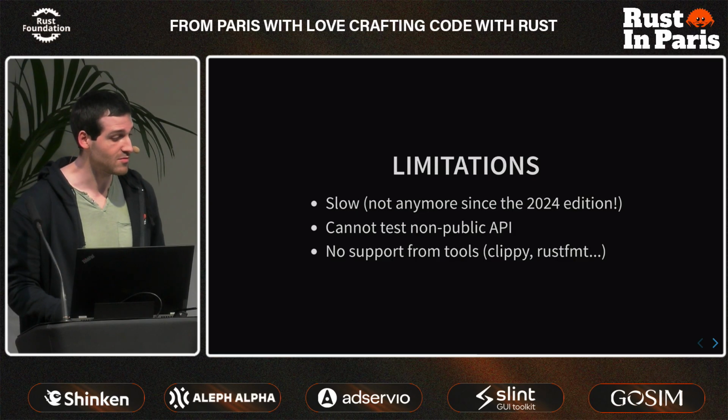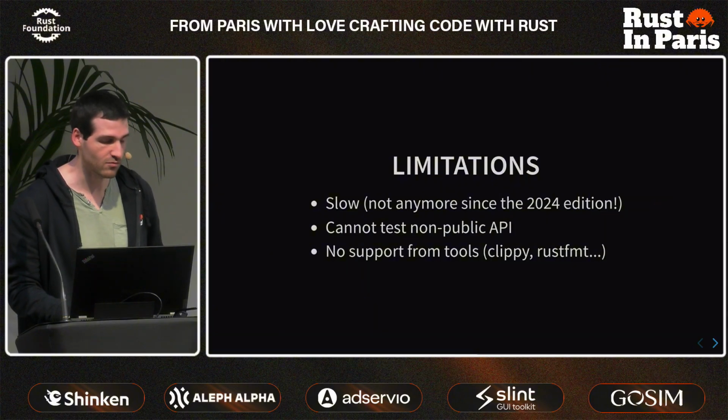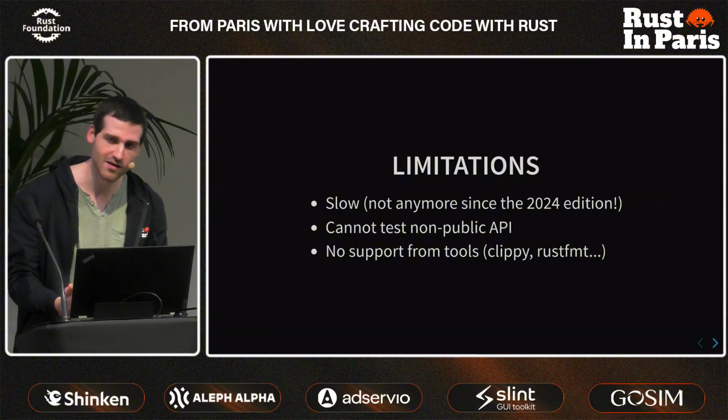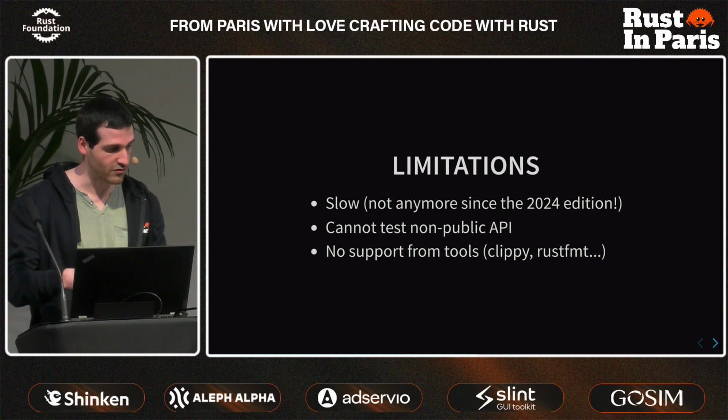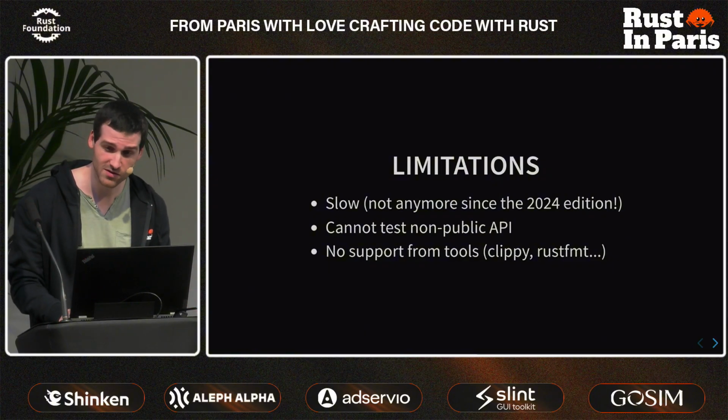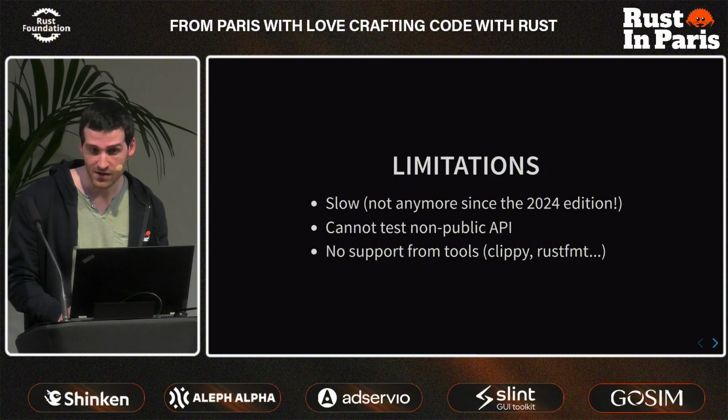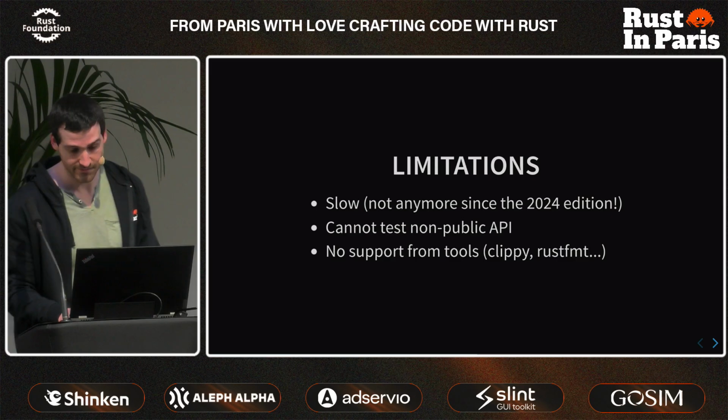You cannot test a non-public API. So if you want to test, for example, like you would write, how to say, a unit test. You want to test your local function and everything, and you want to have, for example, developer documentation. Sadly, it doesn't work currently. It's a work in progress. Again, I will mention that a bit later.